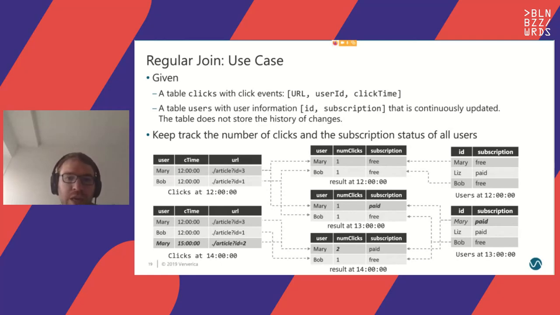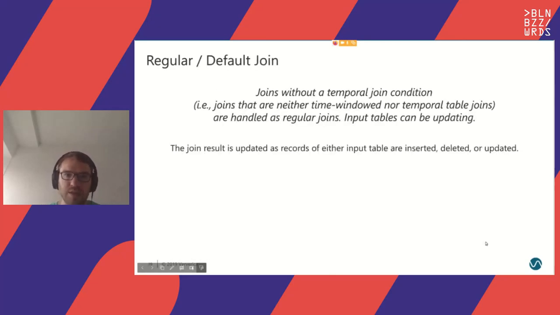And in order to be able to do that, we need to keep both tables completely in state, because anything can happen at any point in time. We always need to be able to update the result. There's no temporal boundary for the computation that would say, at this point in time, you can be sure that the result will never change. This is not there. So we need to keep all data from both tables in state.